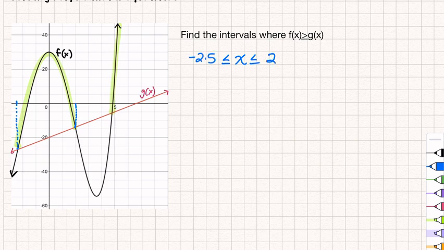or we can use interval notation. So that's set notation. If we use interval notation, because it includes those values, we would use square brackets. So from negative 2.5 to 2. If it did not include those values, so if this was just greater than, then we would use round brackets.